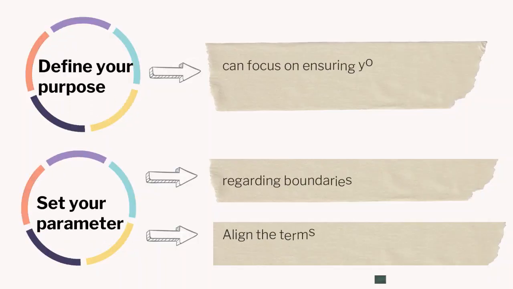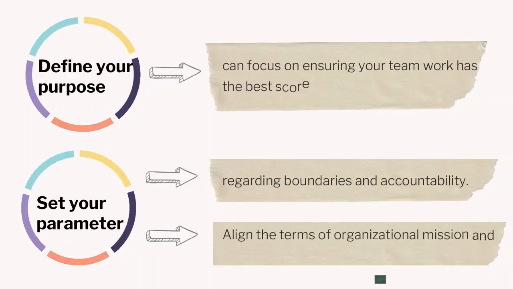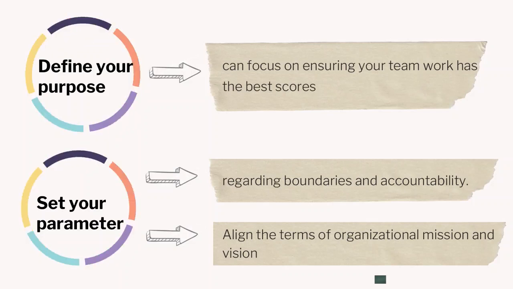Firstly, define your purpose. The leader can focus on ensuring the team has the best score. Next, set your parameters, which is regarding boundaries and accountability, and align them in terms of the organizational mission and vision.